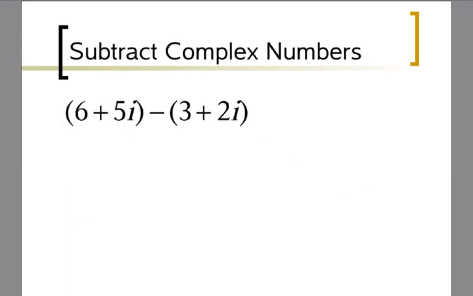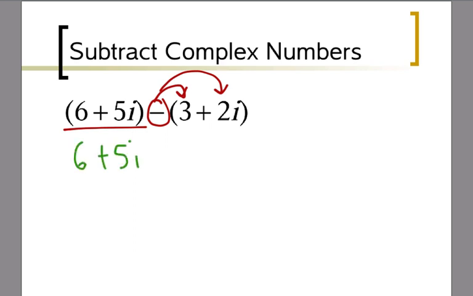So now we're going to do the same thing, but this one's subtraction. This time the parentheses are important. The first parentheses not so much, but the second parentheses is important, because you have to actually distribute the negative to the 3 and to the 2i. So what happens here is you get 6 plus 5i without the parentheses, because again you don't need them.